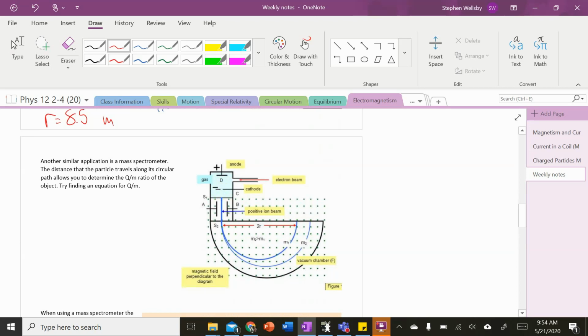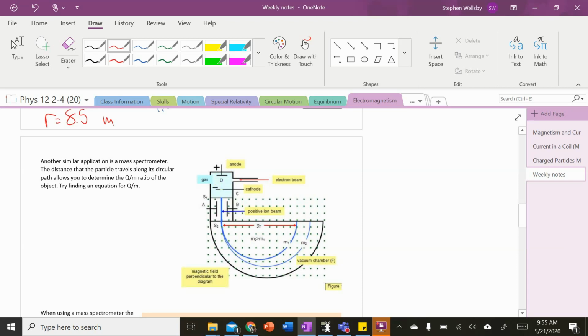So nonetheless, you have this gas, and you want to know what's in that gas, and so how you do that is you fire these positive particles in this direction here. Sorry, in this case, they're going to be negative ions based on the picture here.